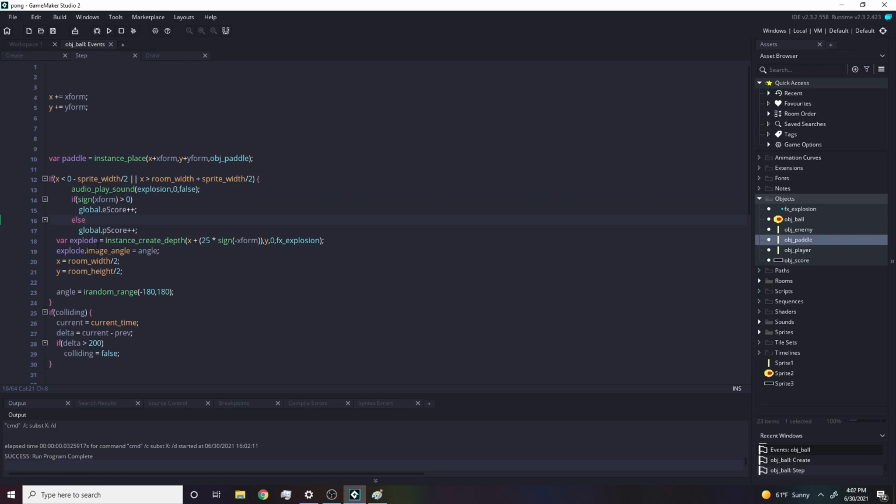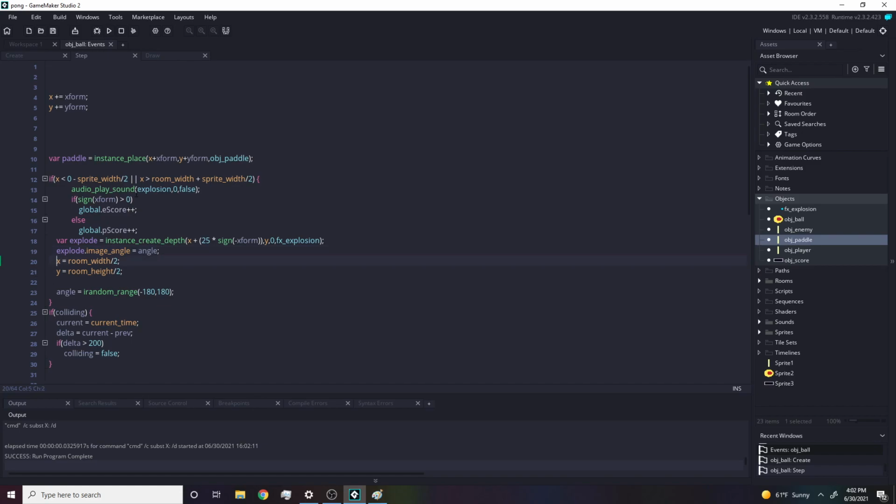But this is where we're creating an instance at the place where the ball had gone out of bounds, and we're creating the explosion and giving the angle to the explosion. Usually you do angle plus 180, so it would be exactly the opposite angle. But I had already made the sprite for the explosion at the opposite angle, 180 degrees more, so I didn't have to do that. If you had the explosion at the same angle as the ball, you would have to do angle plus 180.